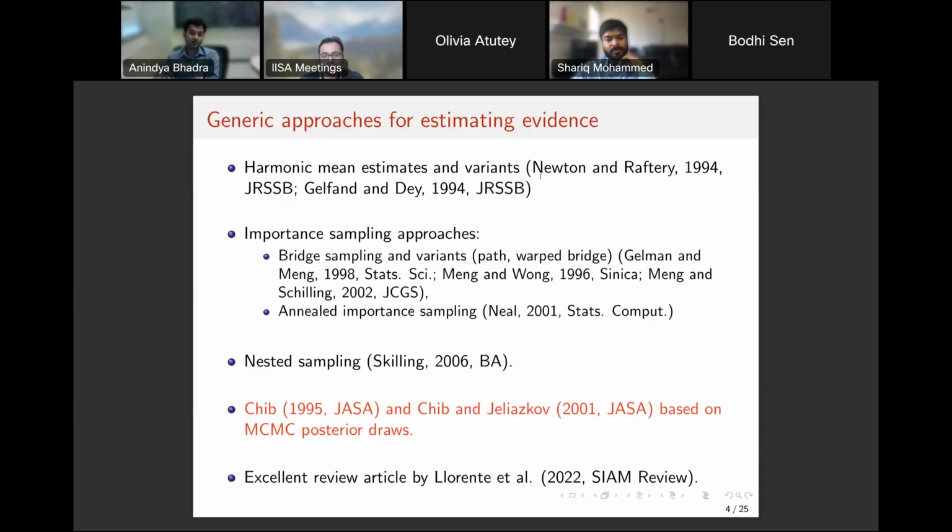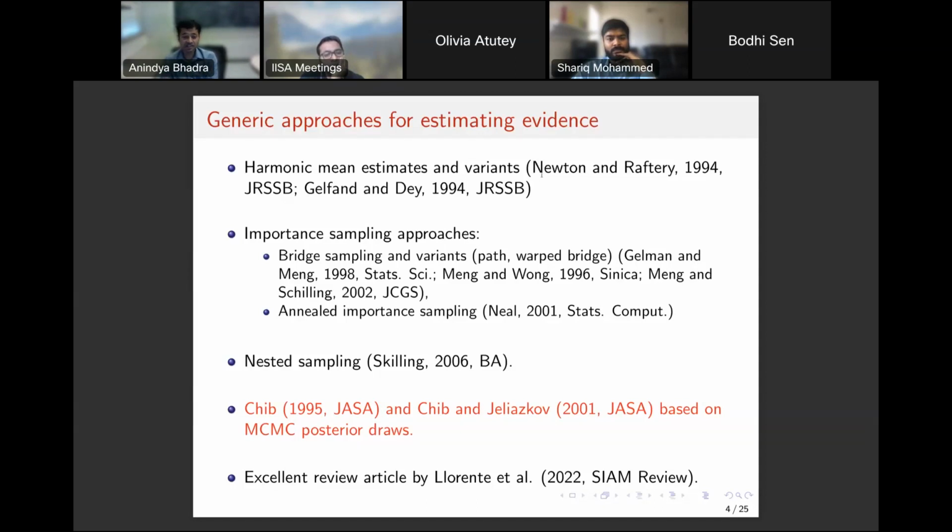There exist importance sampling approaches, and importance sampling is an umbrella term here. Within that, there exist subvariants such as bridge sampling by Gelman and Meng. And then there exists a warped version of bridge sampling by Meng and Wong, and so on and so forth. But again, bridge sampling is a subclass of importance sampling. So again, you need a covering density, which is hard to design under a positive definite restriction.